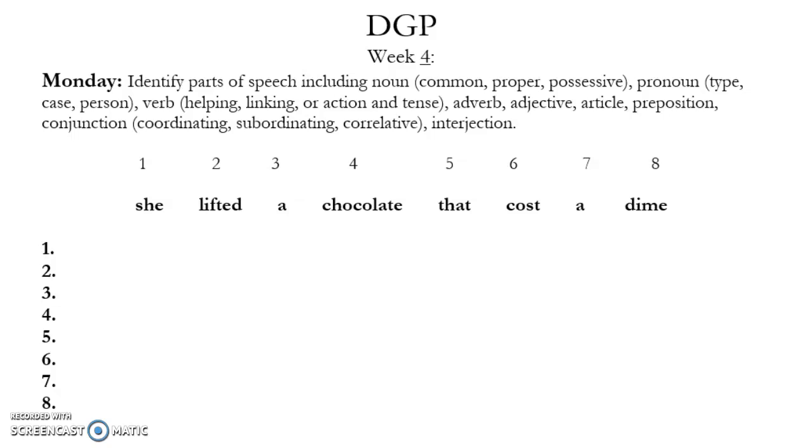After that, you want to look for your verbs. Verb, find it, and then you want to decide, is that verb a helping, linking, or action? Then you want to tell me, is that taking place in the past, present, or future? Then you're looking for your adverbs. Adverbs are words that describe verbs. Looking for adjectives. Adjectives describe verbs.